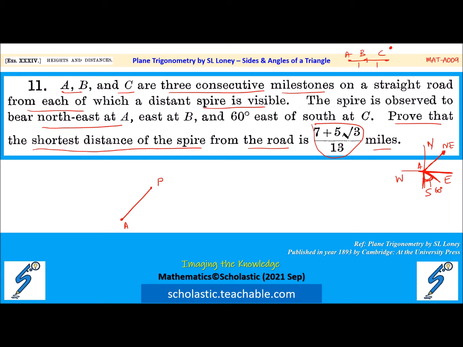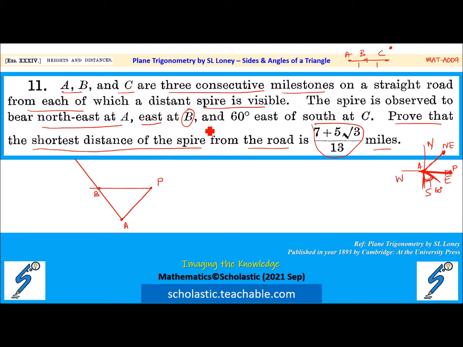Okay, and from point B, it is east. That means point B should be somewhere here. East is there. So that means this way. So the spire should be here. Point B should be there. Obviously, what we can do is we can drop a line here on this line, and if you extend A up here this way, that means this point will be point B. We look from point B, P is at east.